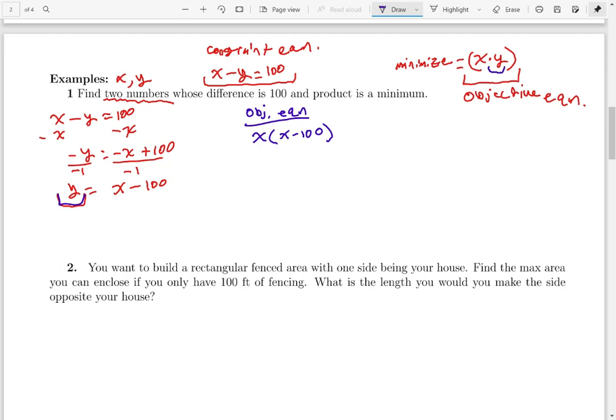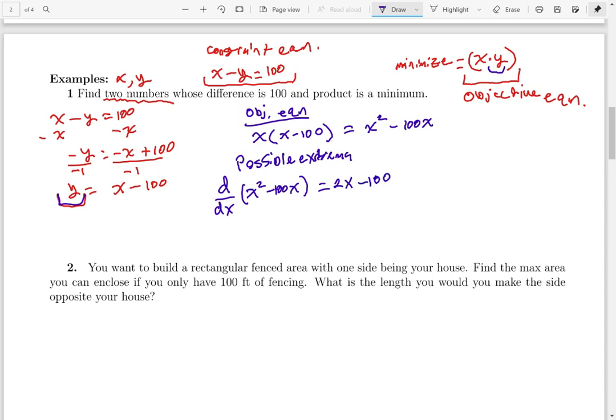And now we're in a single variable. And so now specifically I want to minimize this. Alright, so what can we do? Well, of course I can simplify this. This is then going to be x squared minus 100x. And if I want to find possible extrema, remember we just take this function and find the derivative, d/dx of x squared minus 100x, that's going to be equal to 2x minus 100. Then possible extrema will occur where the first derivative is equal to 0.